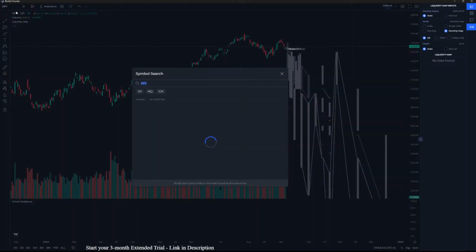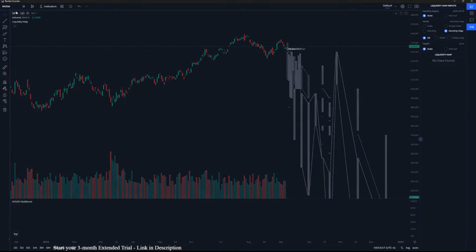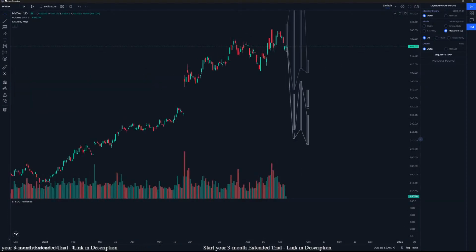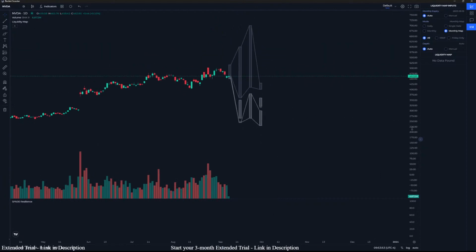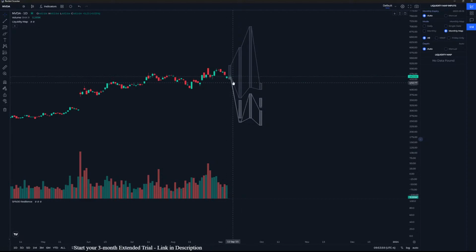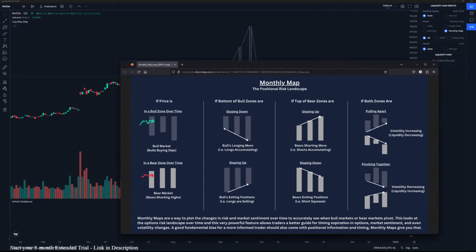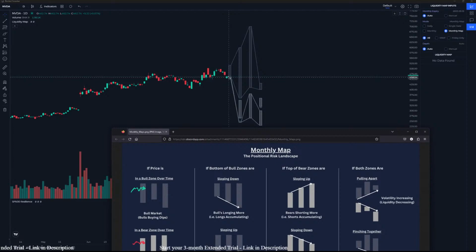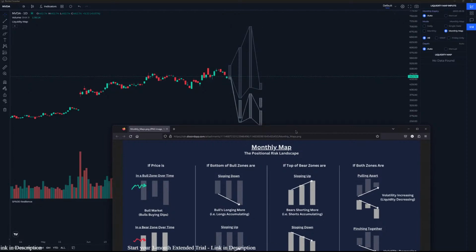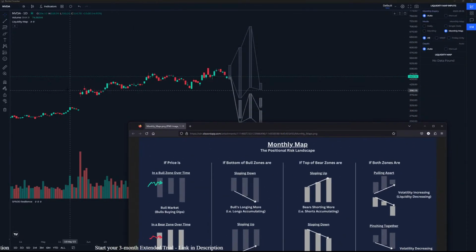Now let's look at something that's clean, so it's easier to see how this works. Monthly maps are some of the best things you've ever seen. We're getting into predicting risk in the future. Look at NVIDIA, nice and clean. NVIDIA is bullish as time goes by. This bull zone is sloping down. If the bull zone bottom is sloping down, bulls are longing more. That's what that means. So NVIDIA is becoming more bullish over this period of time, and that is a month of time. So NVIDIA is still bullish.